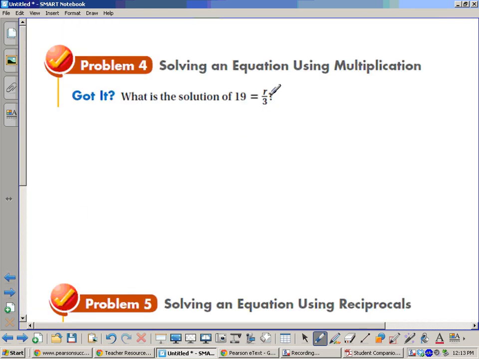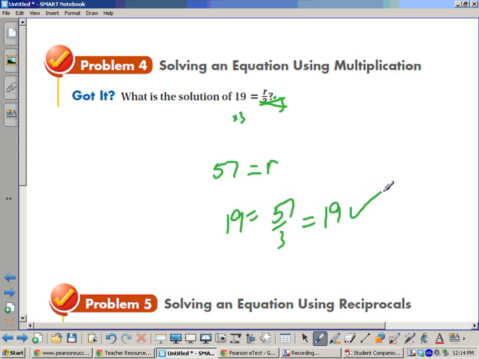We also deal with division, and as I said earlier, a fraction bar represents division. To solve this problem, we're going to multiply by 3. That drops the 3 from this side, and we get r by itself. 19 times 3 is 57. So you should check your answer. 19 equals 57 over 3, which equals 19, so it checks.